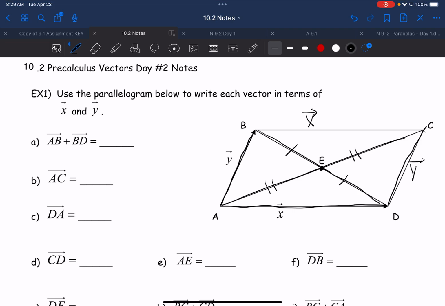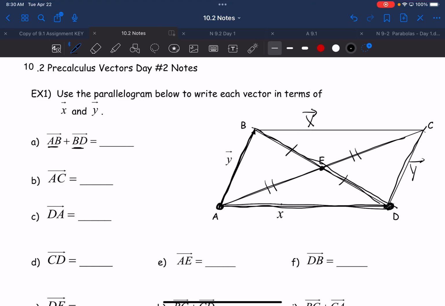They say AB plus BD. Well, AB would be this side here, and BD would be this side here. So what do you guys think that could be congruent to? Remember, this is where I started, and where did I end up? D. So what's the shortest distance from where I started to where I ended?